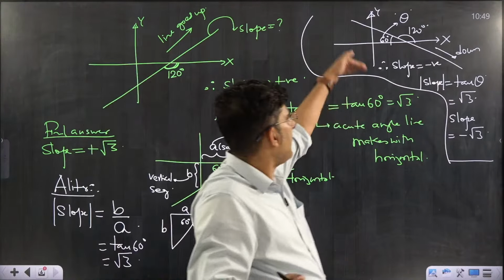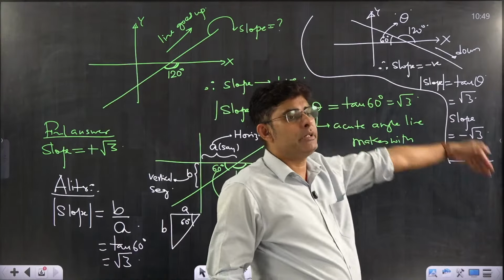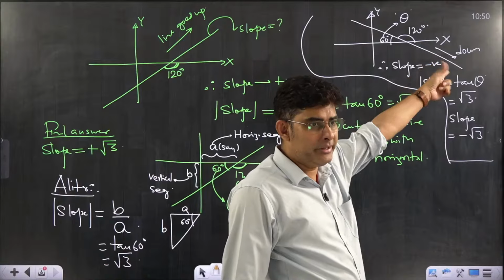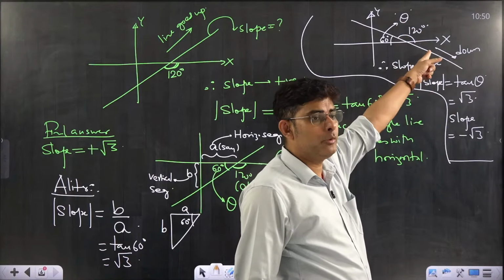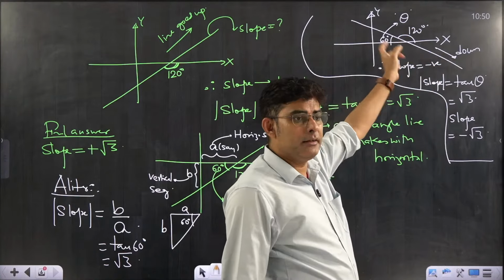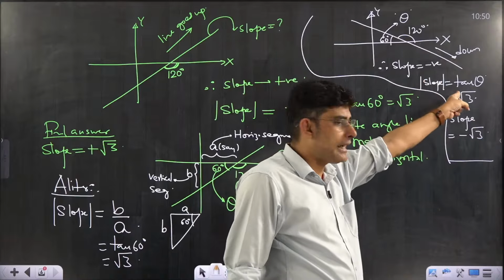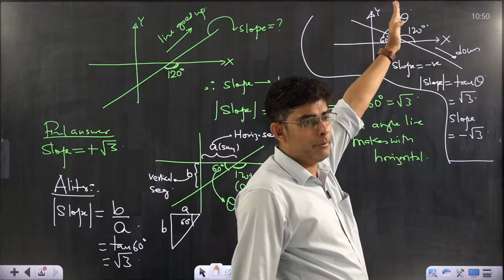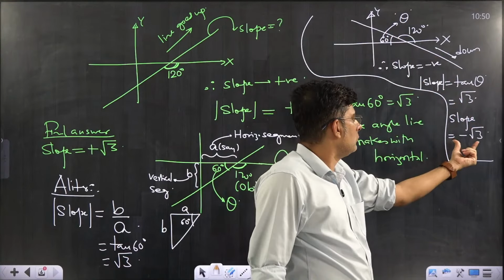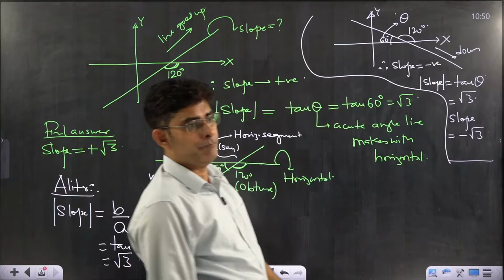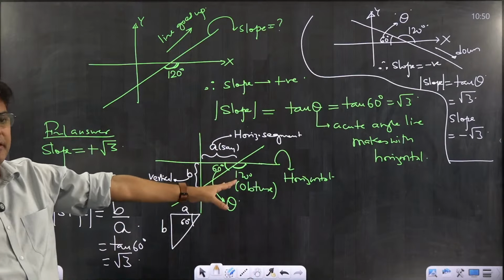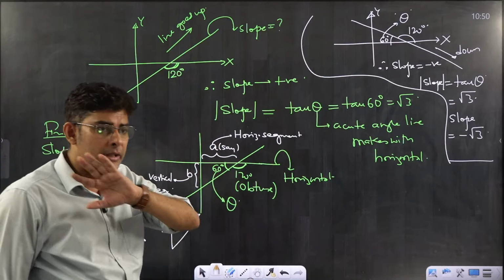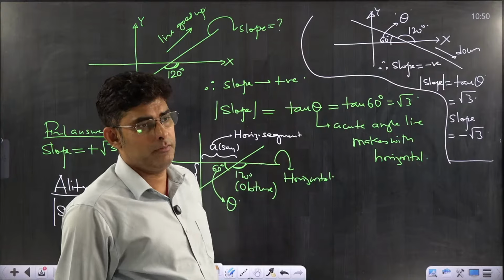See, the line is coming down, so slope is negative. What is the acute angle it is making with horizontal? Is 120 acute? No, 120 is obtuse. The acute angle is 60. Just take tan 60. That will become the magnitude of slope. And the sign is determined by whether the line is coming down or going up. Once you have those two things, you get your answer. If you proceed this way, guaranteed you will never make a mistake in finding slopes.